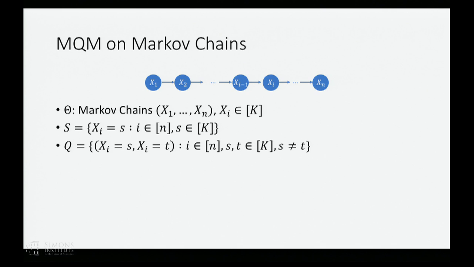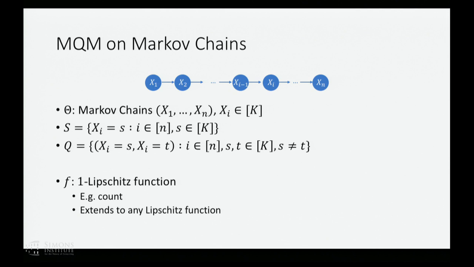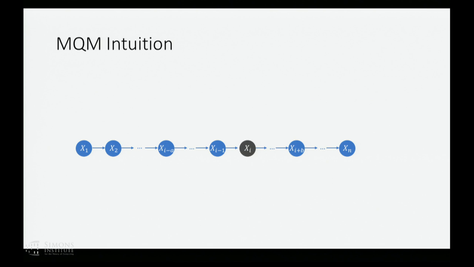Here we further assume our query function is 1-Lipschitz, for example, the counting query, and this assumption can easily be extended to any Lipschitz function. The intuition of MQM comes from observing the property of a Markov chain. So suppose we have this Markov chain, and at this moment, we only try to protect the privacy for this black node xi. As we have mentioned before, because there is some correlation in this Markov chain, to protect xi, it is not only enough to hide the potential information leak from xi itself, but we also need to hide the information leak from all other nodes because they are correlated.